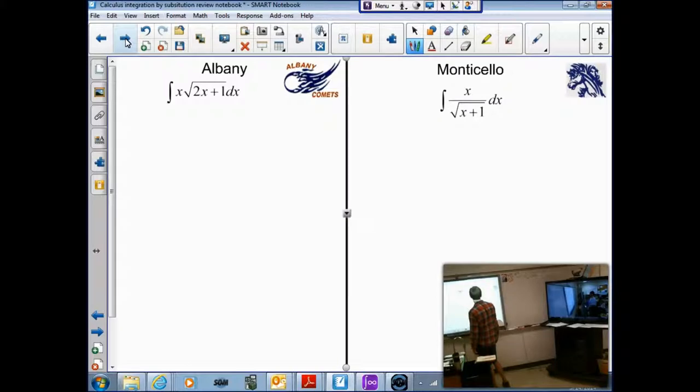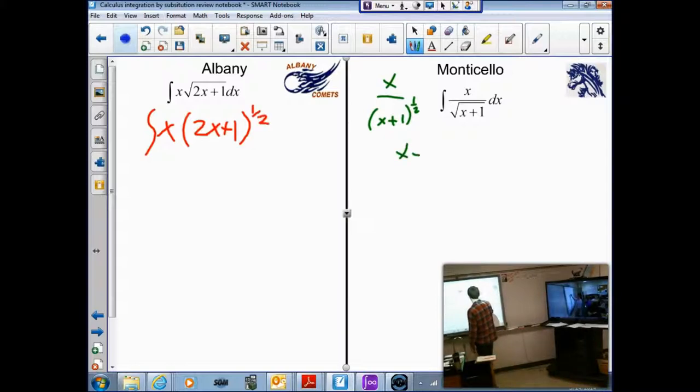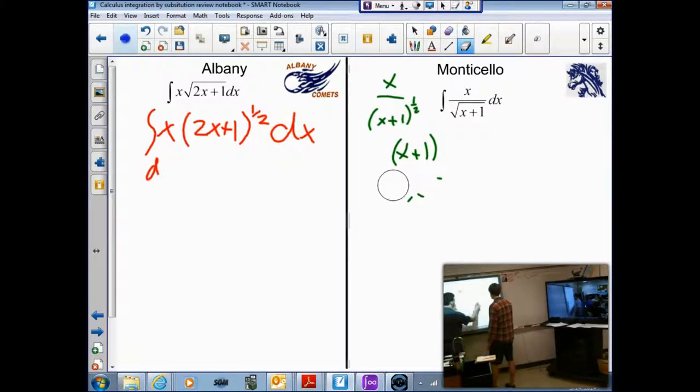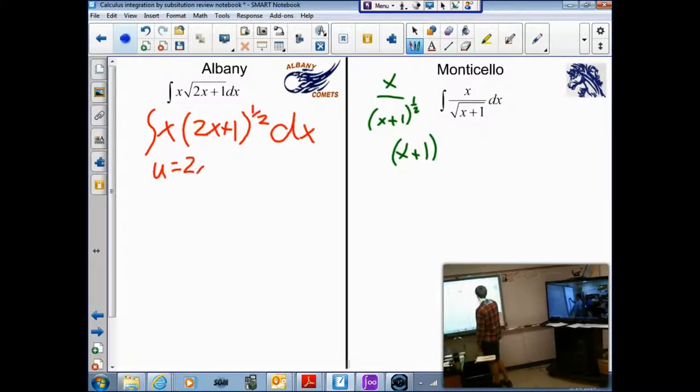x over the x plus 1 to the 1/2. So you have to ask yourself, do you want it in that order? No, I want it at the top, right? Right. So then you get x plus 1 raised to the negative 1/2 with an x in front or behind it, doesn't make a difference. The dx. And you got an integration in front. You got to make sure you don't forget about that.